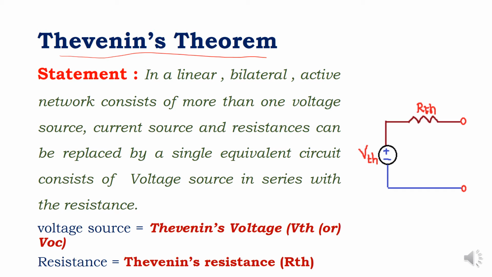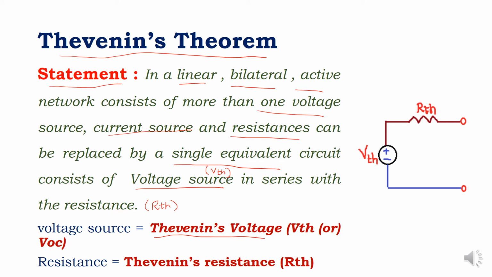What is the statement for Thevenin's theorem? A linear, bilateral, active network consisting of more than one voltage source, more than one current source, and more than one resistance can be replaced by a single equivalent circuit consisting of a voltage source, that is VTH, in series with the resistance RTH. The VTH or VOC is Thevenin's voltage source and RTH is Thevenin's resistance.